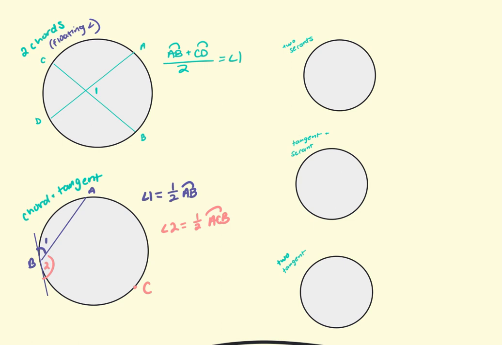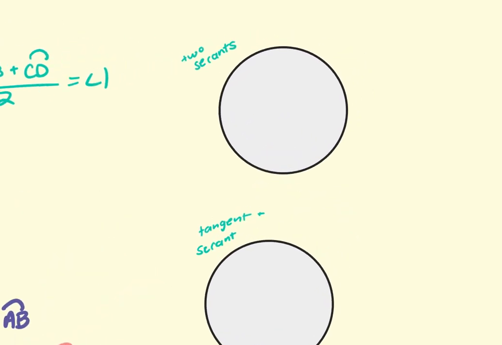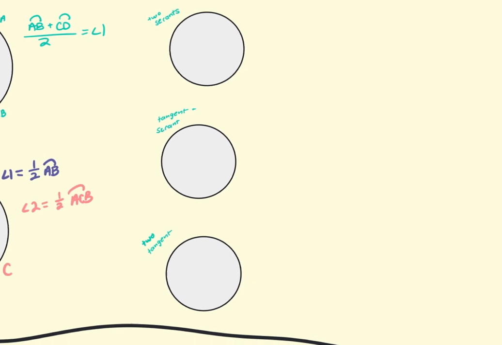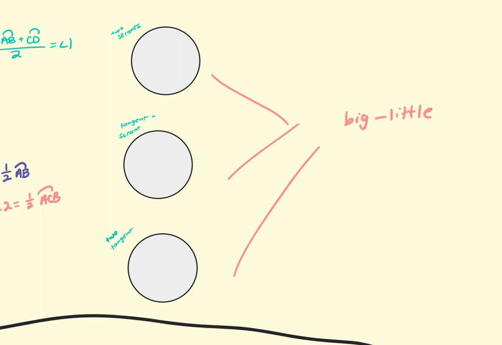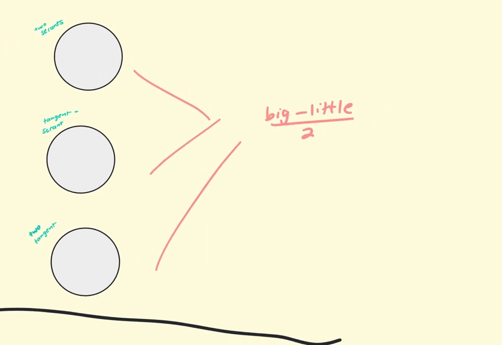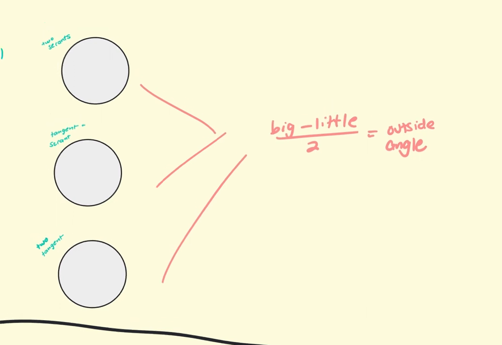Yep. Questions on that one? Okay, then came two secants, a tangent and a secant, and two tangents, and these are all the same. It is big arc minus little arc divided by 2 equals the outside angle, or the exterior angle, same thing.